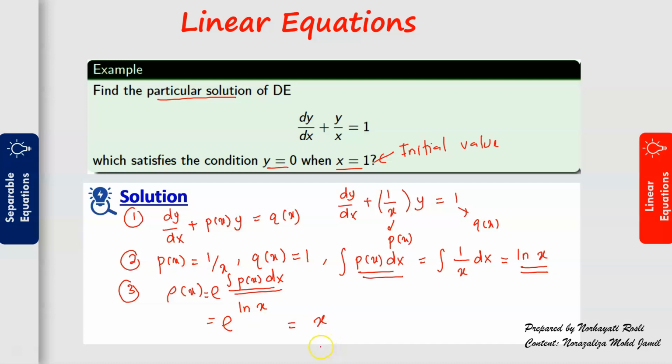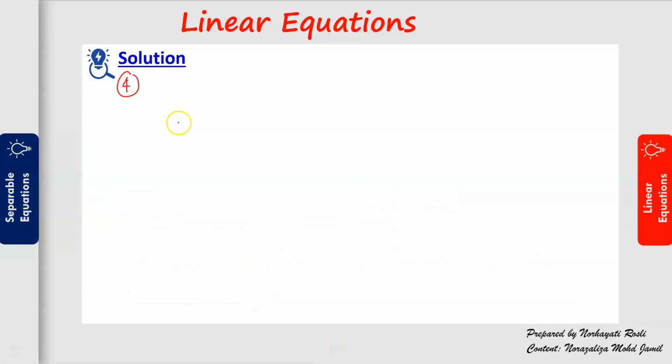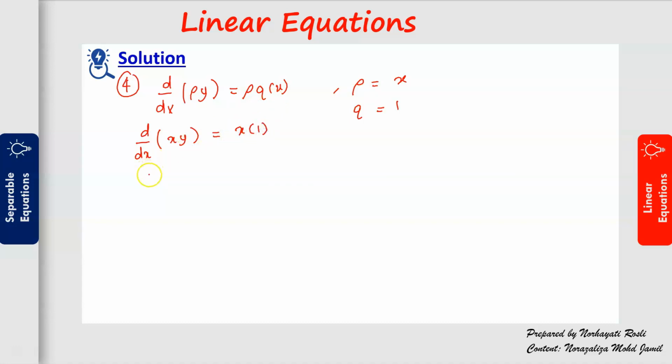So the next step, step number 4, what we need to do is find d/dx (rho y) equals rho q(x). In this case, our rho is given by x, and our q is given by 1. So here d/dx of the bracket, rho, which is x, times y, equals x times 1. So you will have d/dx (xy) equals x.